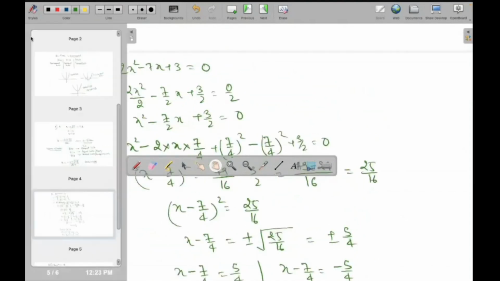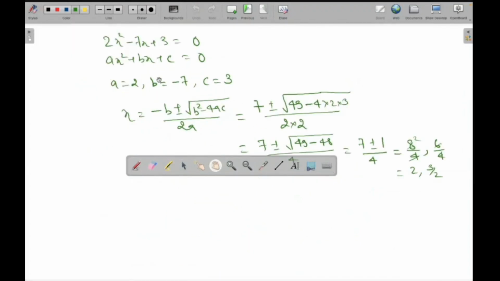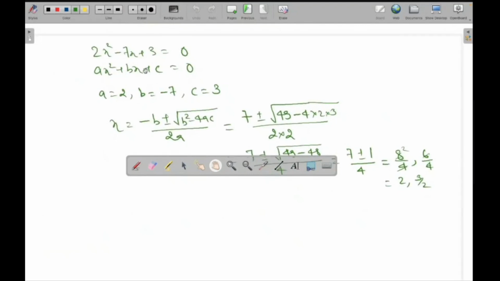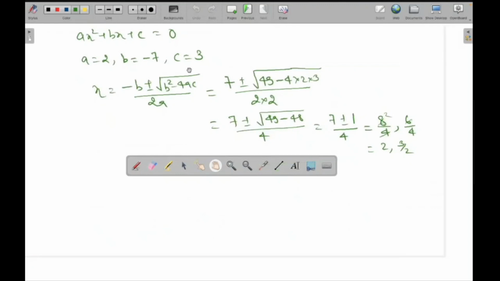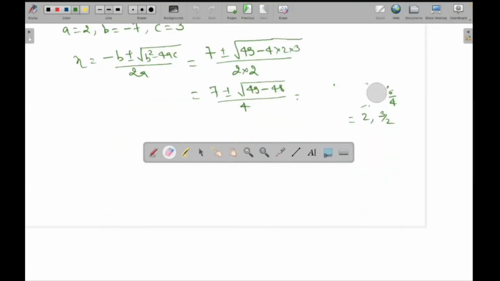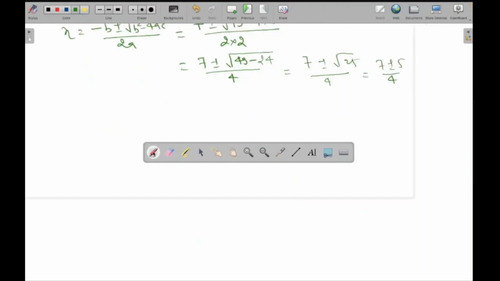So I have taken 2x square minus 7x plus 3. A is 2, b is minus 7, c is 3. So minus b plus minus the square root of b square, which is like 49, minus 4ac. Because I was not getting the correct answer, I was wondering what did I do wrong here. So this is what I made a mistake here. This is 24 actually, so this is 7 plus minus 25 divided by 4. So this is going to be 7 plus minus 5 by 4, which is 7 plus 5 by 4 and 7 minus 5 by 4, which is 3, and then 2 by 4, which is 1 by 2.